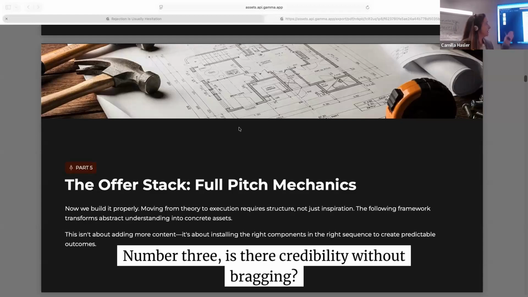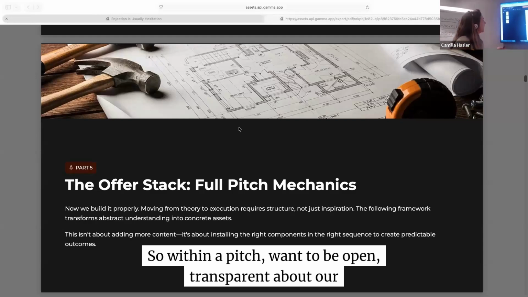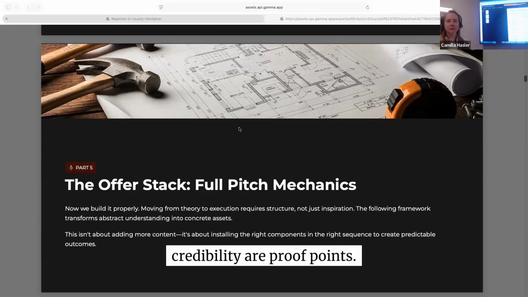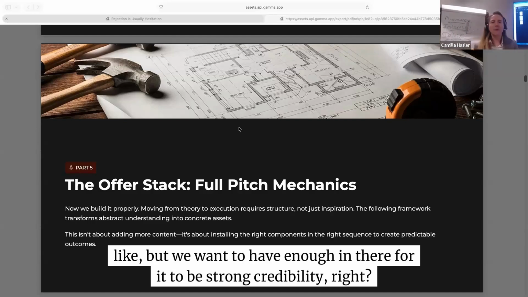Number 3, is there credibility without bragging? And this is a great one, right? So within a pitch, we want to be open and transparent about our credibility, our proof points. Again, we don't want to exaggerate and we don't want to come across as bragging, but we want to have enough in there for it to be strong credibility, right?